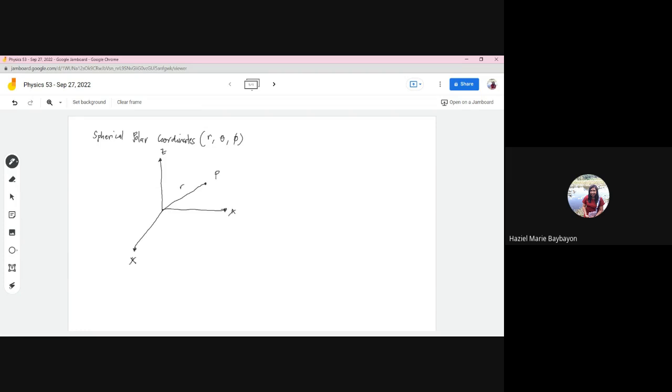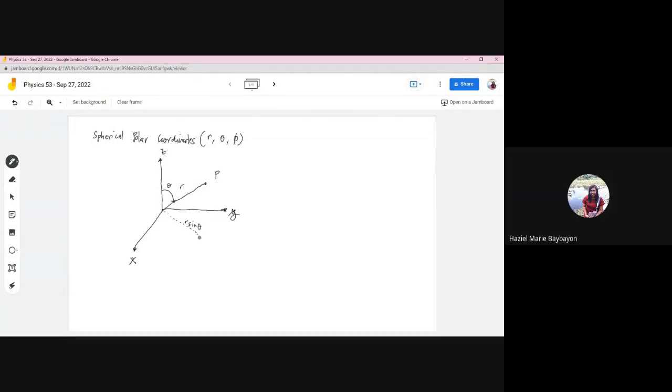This is x, this one is your y. So this is your theta. From the positive z-axis towards the vector r, which is formed by joining the origin and your point P, this is your theta. And then your phi is the angle from the positive x-axis towards the projection of r in the xy plane. This is the projection of r in the xy plane and it is equal to r sine theta.